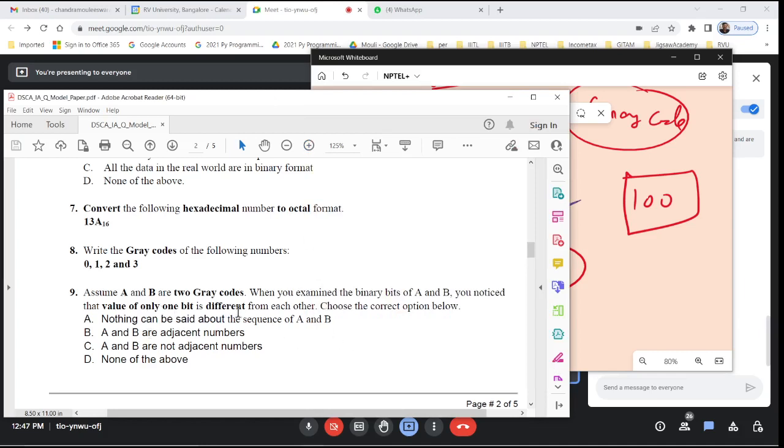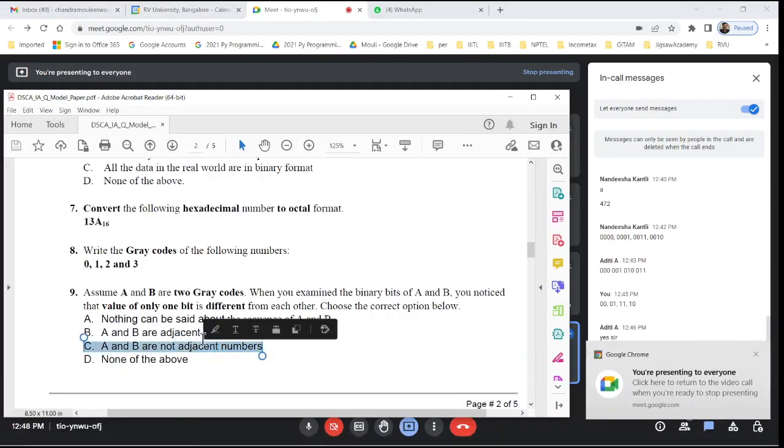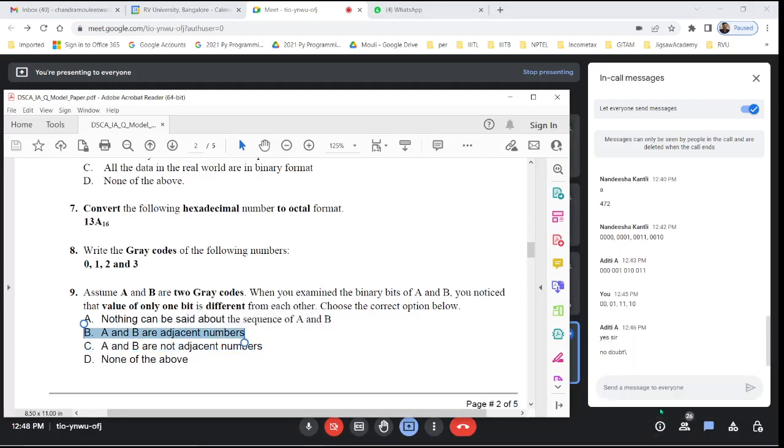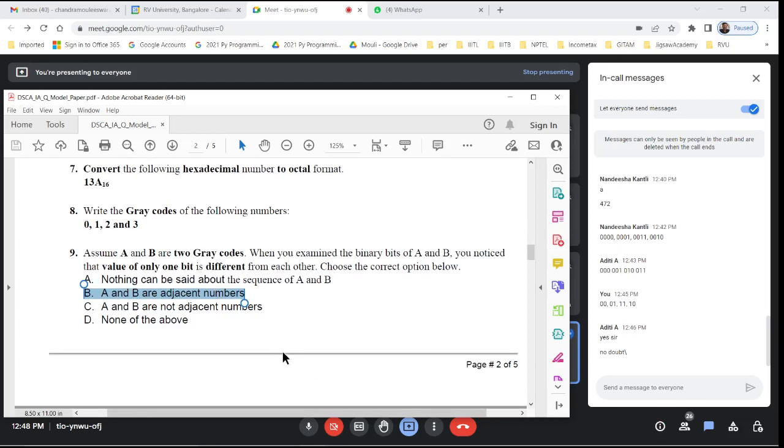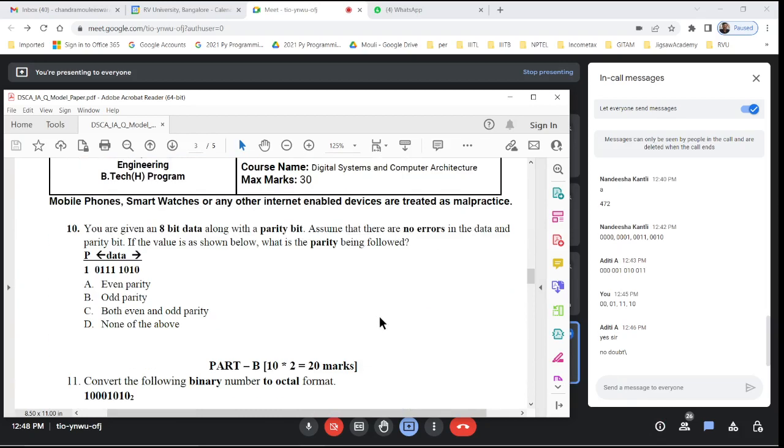And if it is only one bit that is different from each other, then nothing can be said about the sequence of A and B, only that A and B are adjacent numbers. It could be that one is above or below, which is not our discussion. They are adjacent numbers in the gray code notation. So in this ninth question, B is the right answer. I hope it is clear. I will go forward unless there are some questions from anyone.